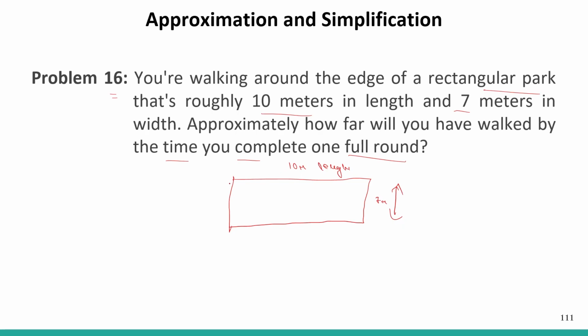So it asks us to find out the perimeter. Perimeter is equal to what? 2 into length plus 2 into width. So that will be equal to 2 into 10 plus 2 into 7, which is 20 plus 14, equal to 34.